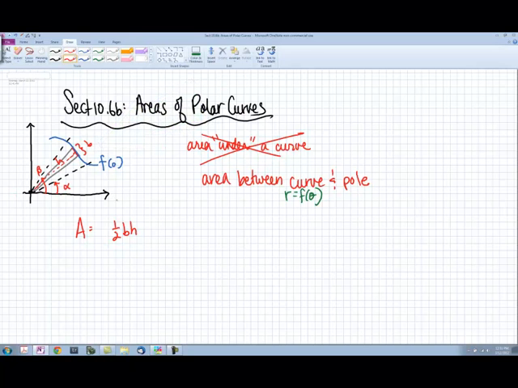to the curve. Instead of base and height, now let's try and think of it in terms of our function. So the base would be our function itself, f of theta, and the height is r. Imagine that we're going to have infinitely many of these little triangles that we're going to sum up, it'd be the integral from alpha to beta of 1/2 f of theta times r.